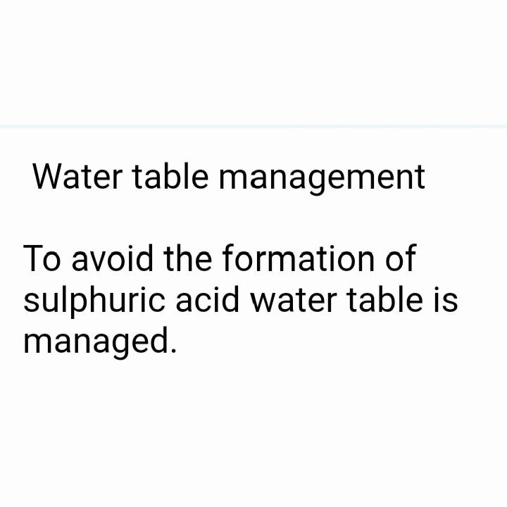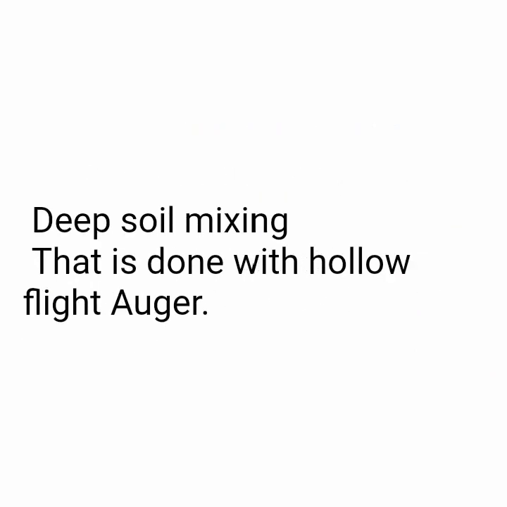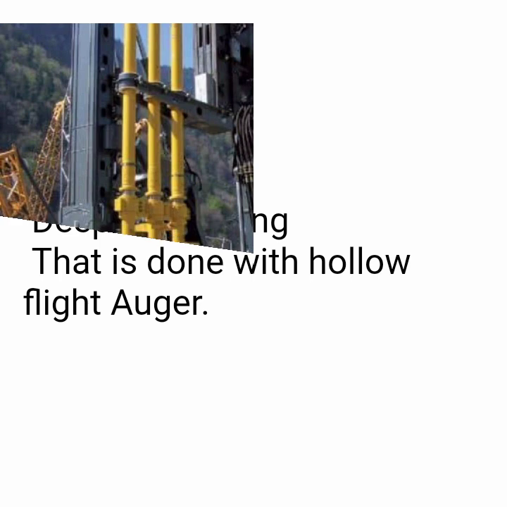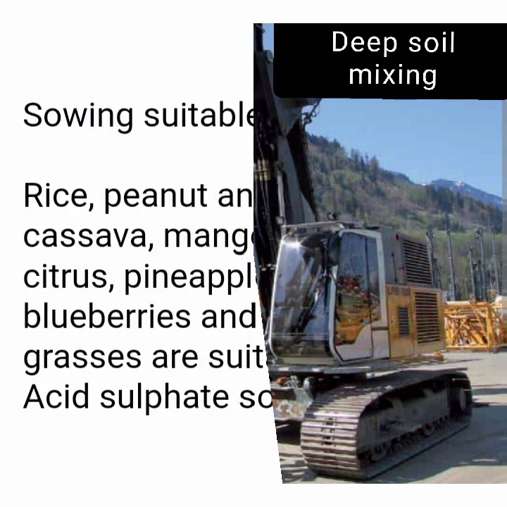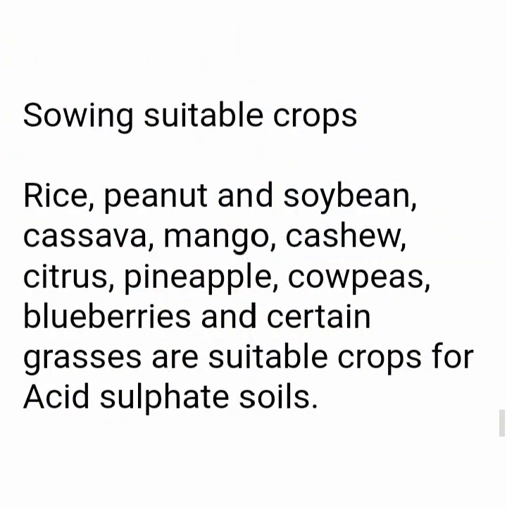Next one is deep soil mixing. That is done with a hollow flight auger. And the last one is sowing suitable crops. Rice, peanut, soybean, cassava, mango, cashew, citrus, pineapple, coffee, blueberries, and certain grasses are suitable crops for acid sulfate soil.